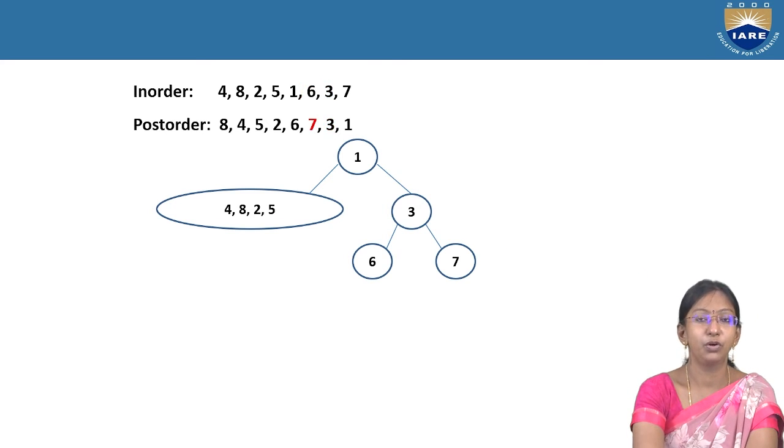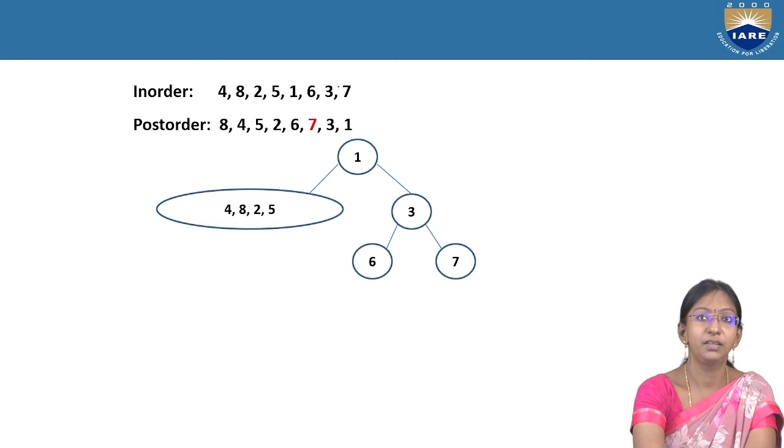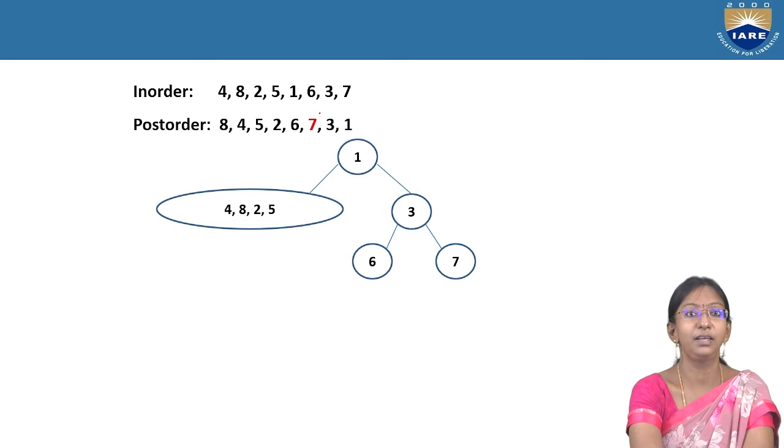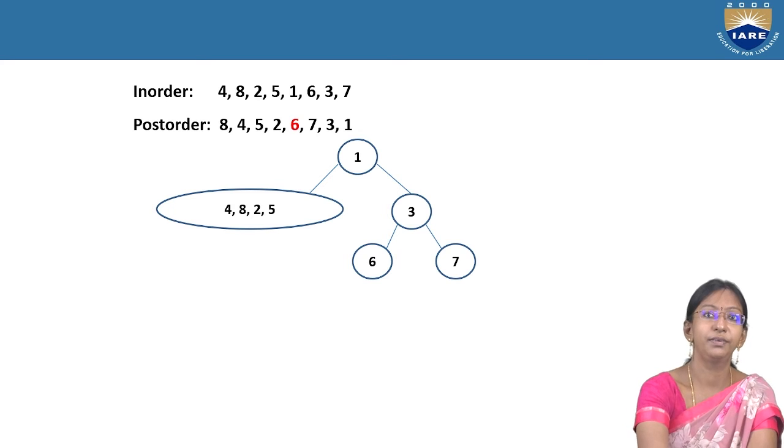Next element in post order is 7. Coming to 7, its left element is 3, but 3 is already related to 7 as a parent, right? So I cannot touch it. Very good. Next element is 6. Identify 6.